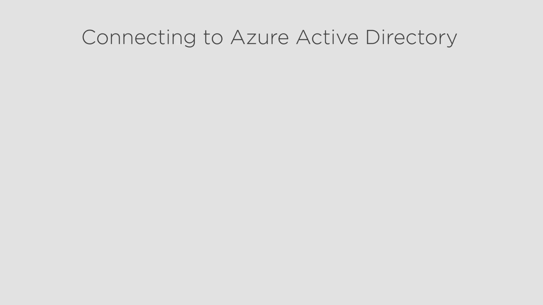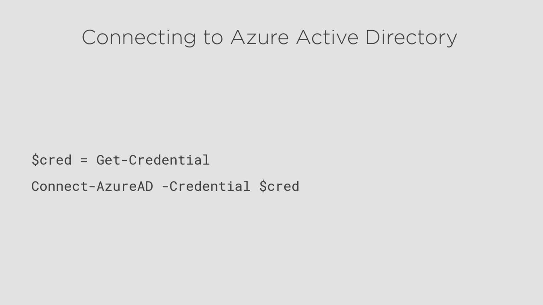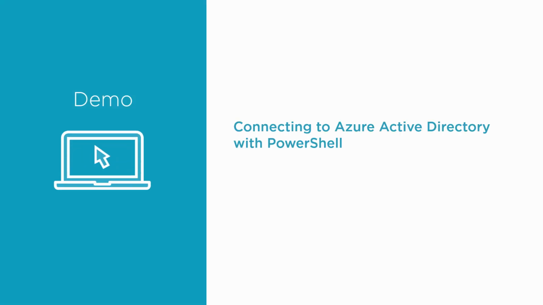So how do we connect? First of all, we need to get our credential using the Get-Credential commandlet and save the credential in a variable called cred in this example. Afterwards, we'll run the Connect-AzureAD commandlet and specify the credential parameter and the credential we just saved. Enough theory, let's go to the lab environment and let's see how we connect to Azure AD with PowerShell and take a look at some basic command lines that we can run with Azure Active Directory.